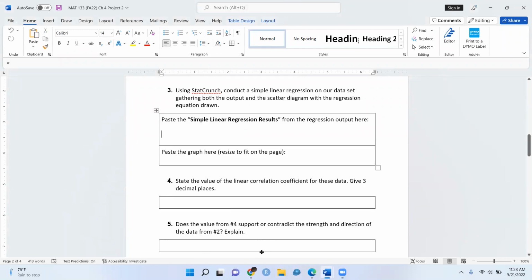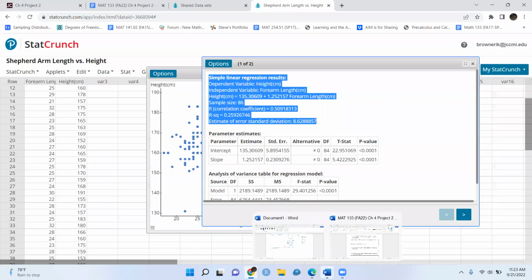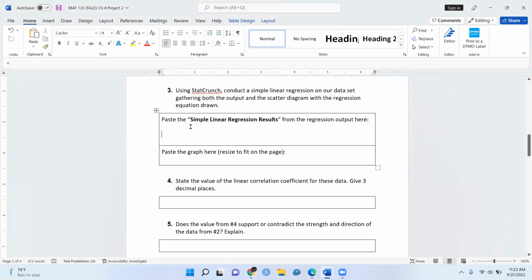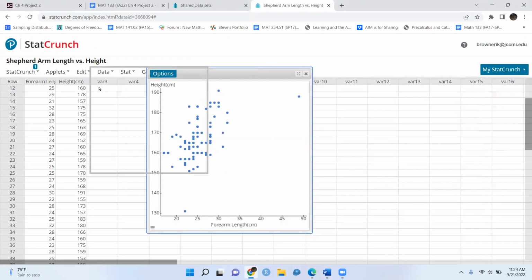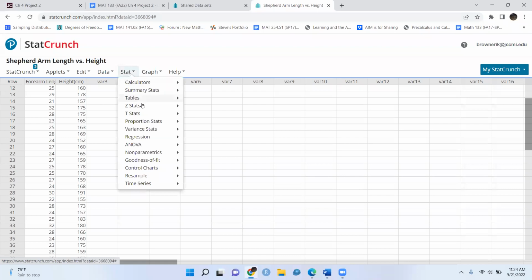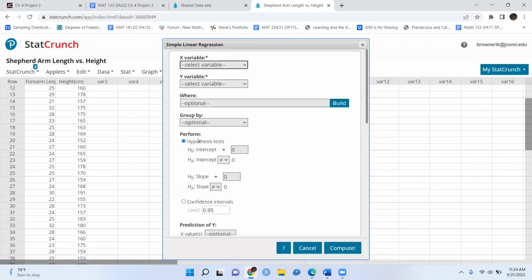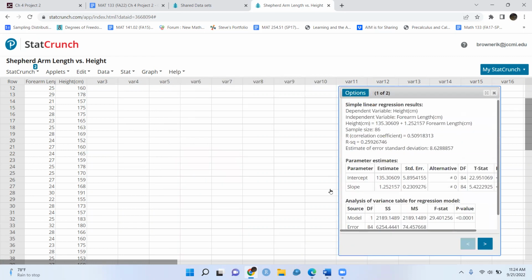So for question 3, you're getting that simple linear regression results. Let me start from the beginning. So you're going to Stat, Regression, and Simple Linear. From here, you're selecting your X variable and your Y variable. They're the first column and second column. And you're just clicking compute.